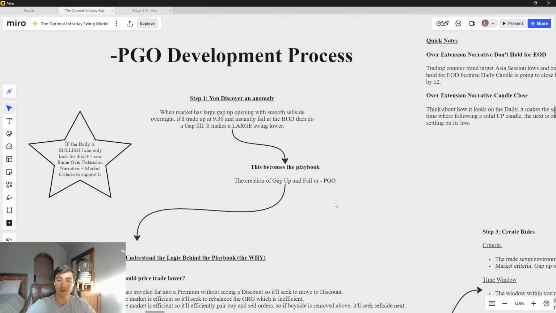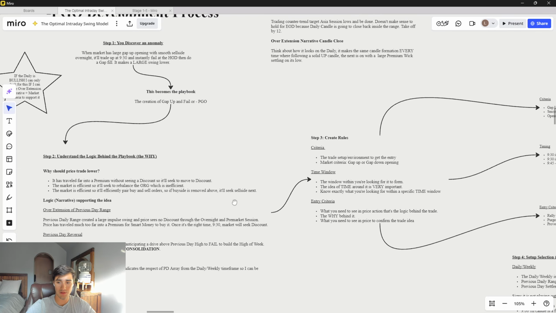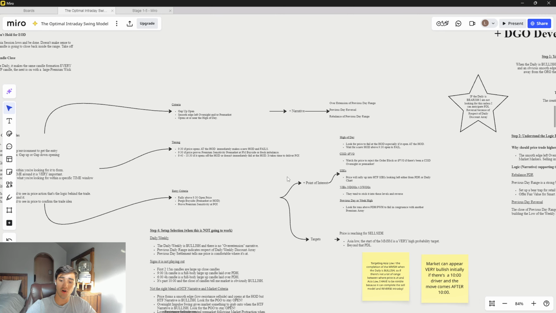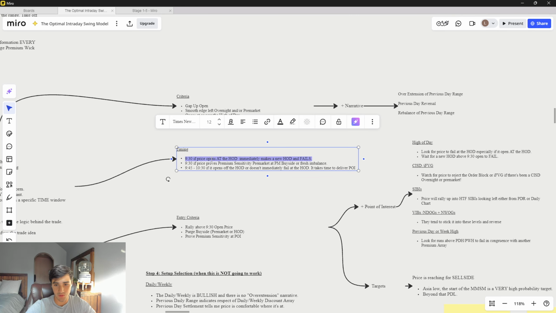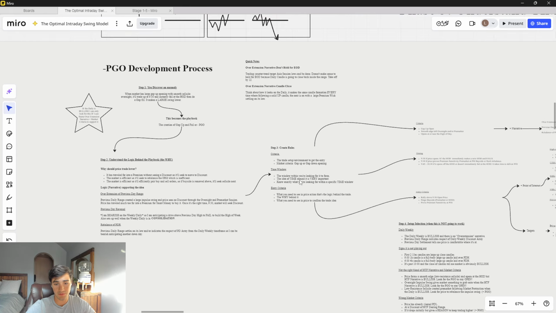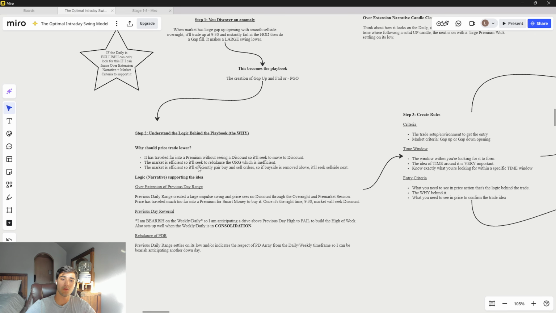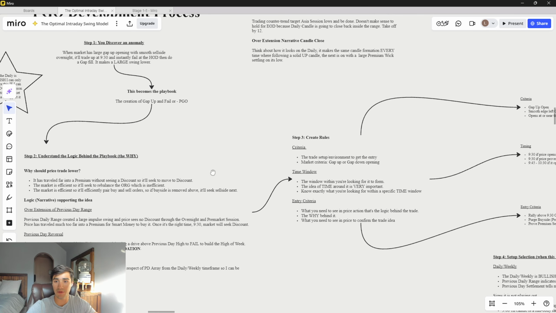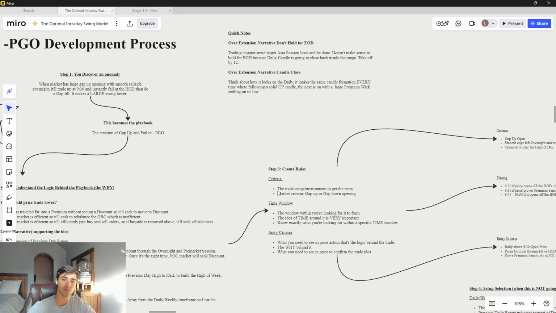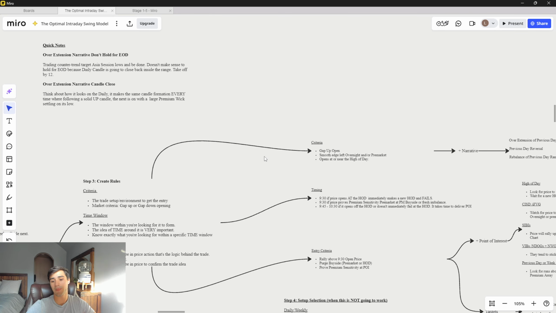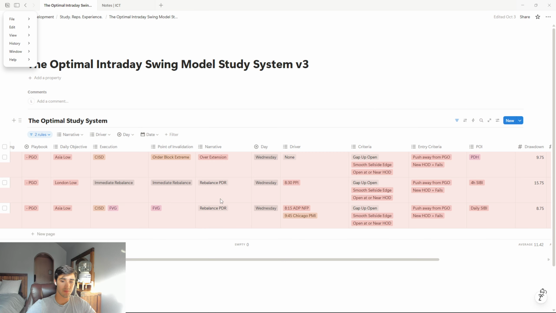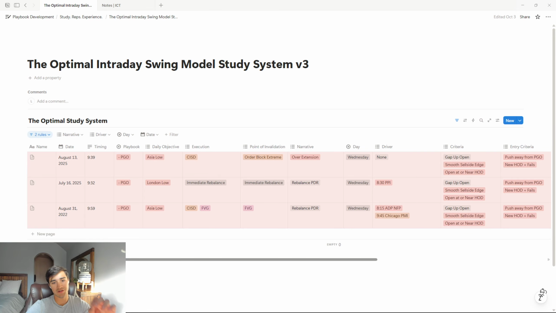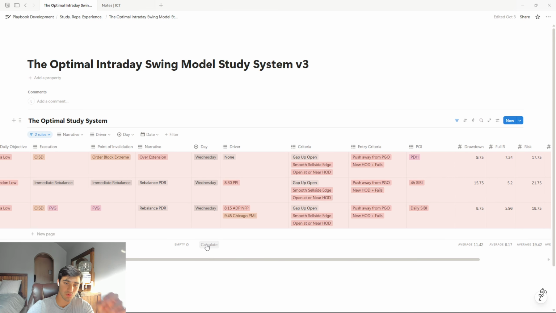Like I said right from the beginning, you discover an anomaly. Start building the language behind it, which would be the criteria, the entry criteria, and the timing, of course. Don't forget the timing. What time does that move happen? And then, why? Why does it even happen in the first place? But the logic behind it, make it make sense to you. Make it make sense to you based on the logic behind the concepts that you trade. Very simple process.